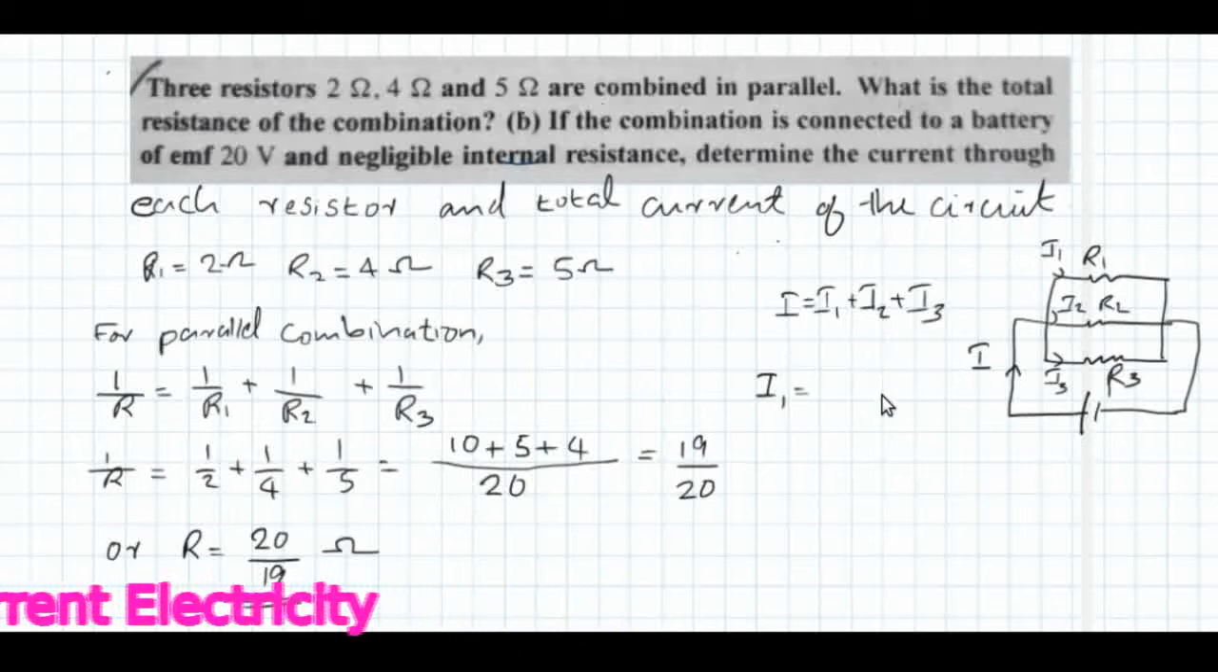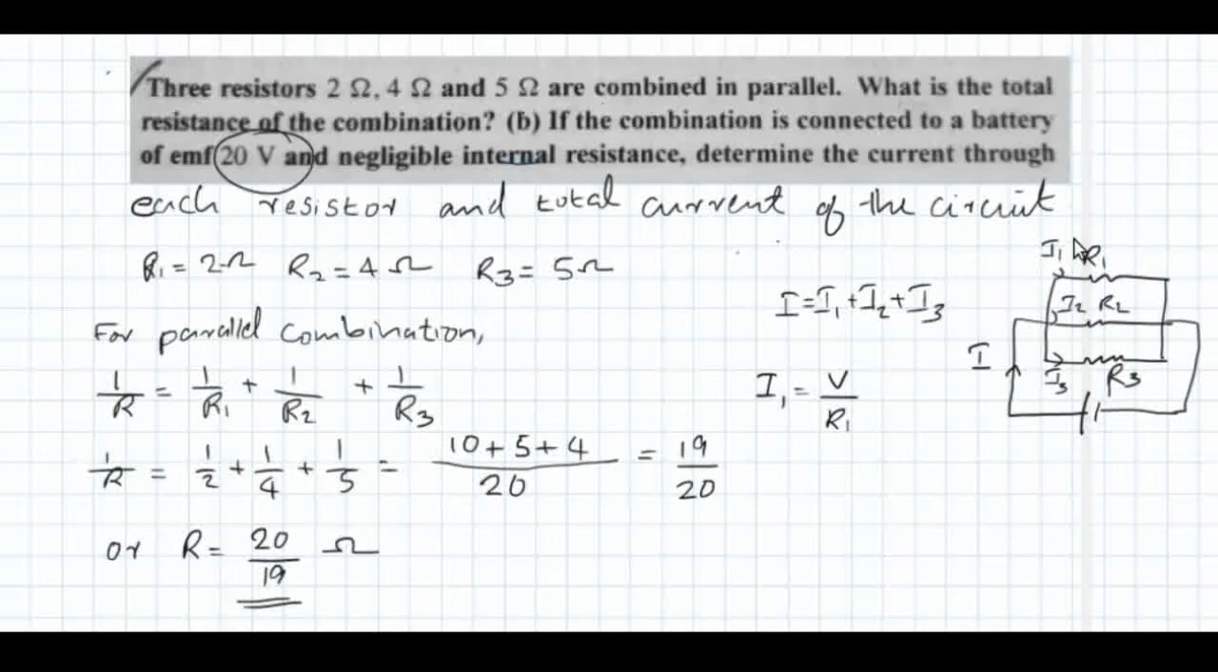Then what is I1? From Ohm's law we know I is equal to V by R. And what is the voltage, or what is the EMF? For all the resistors, it is 20 volts. So V is equal to 20, divided by R1, which is 2 ohm. So 20 by 2 is equal to 10. So 10 ampere is the I1 current.